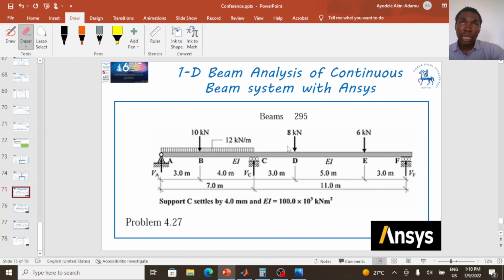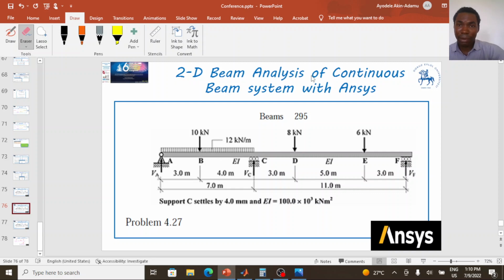I'm also going to use the two-dimensional method in the ANSYS program to analyze the beam. In the two-dimensional method, we use plate elements to analyze our beam. So I'm going to show you how you use plate elements to analyze your beam on the ANSYS program. This is a slide for the 2D beam analysis of a continuous beam system with ANSYS. We're also going to analyze the beam using the 3D finite elements on the ANSYS program. So there are three methods of analyzing a beam on the ANSYS program. I'm going to show you how to analyze a beam using these three methods.